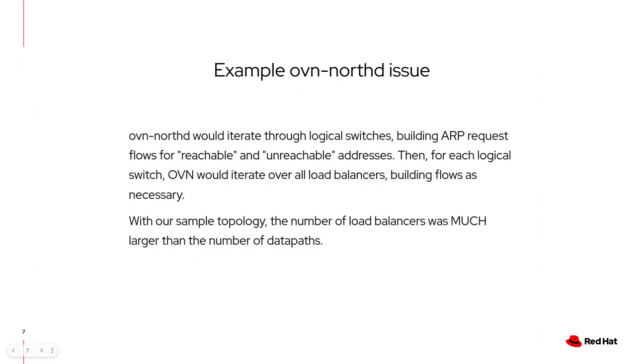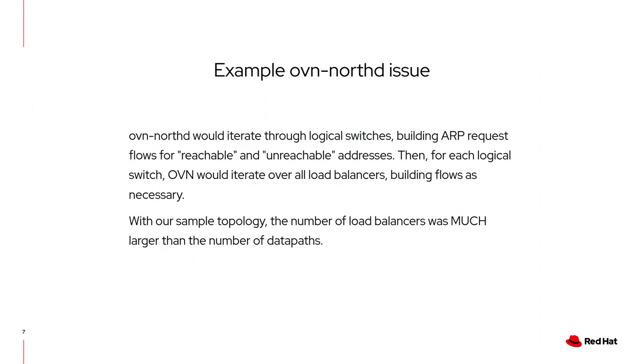Let's dive into an ovn-northd issue. In general, ovn-northd didn't see any groundbreaking single changes, but rather had many small improvements that added up. For this example, let's discuss an algorithm used to calculate ARP request flows on logical switches for reachable and unreachable addresses. Reachable addresses are DNAT or load balancer VIPs that are assigned to a logical router and that lie within the gateway router port's configured subnet. Unreachable addresses are those that lie outside the subnet.